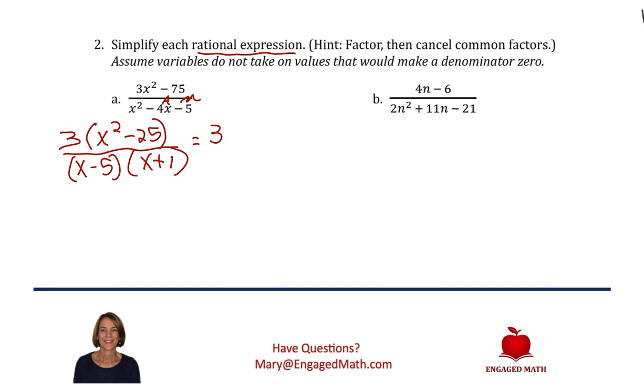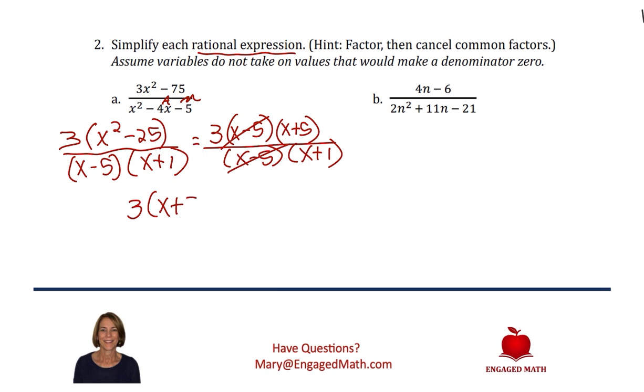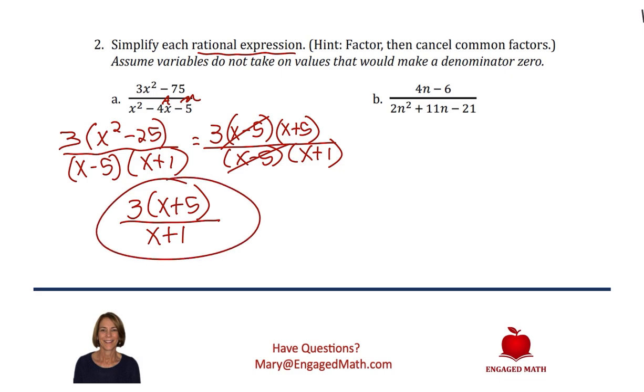Okay, but there's more we can do, because once we take out the greatest common factor, then we look again and we're like, oh, x squared minus 25 is the difference of two squares. So that's going to factor as x minus 5 and x plus 5. And so now we have the numerator and denominator all factored. And remember, we can cancel factors. So now the x minus 5 over the x minus 5 can cancel. And our final answer is going to be 3 times the quantity x plus 5 over x plus 1. We're done. All right, let's go to B.